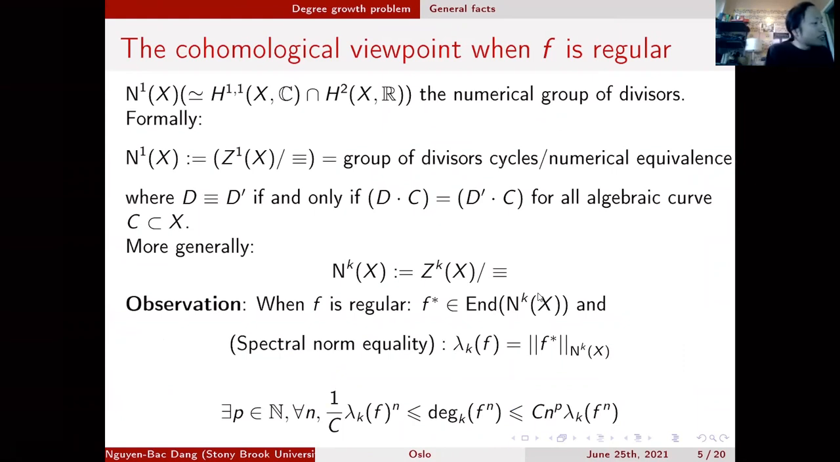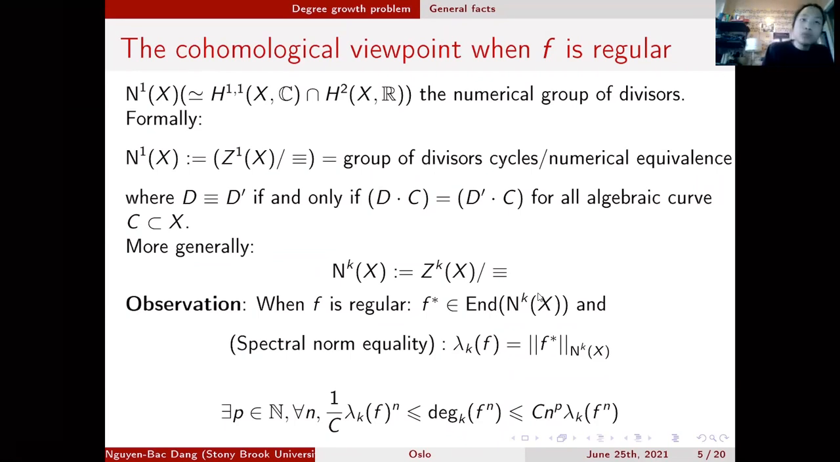So let's start with codimension 1, the space of divisors. So you're going to look at the space N^1(X), the numerical group of divisors. It is the group of divisor cycles modulo numerical equivalence, and I say that two divisors are numerically equal if for every algebraic curve they intersect and give the same number.